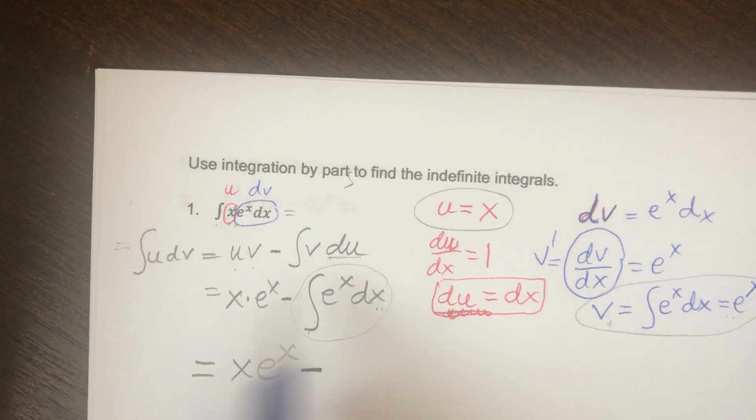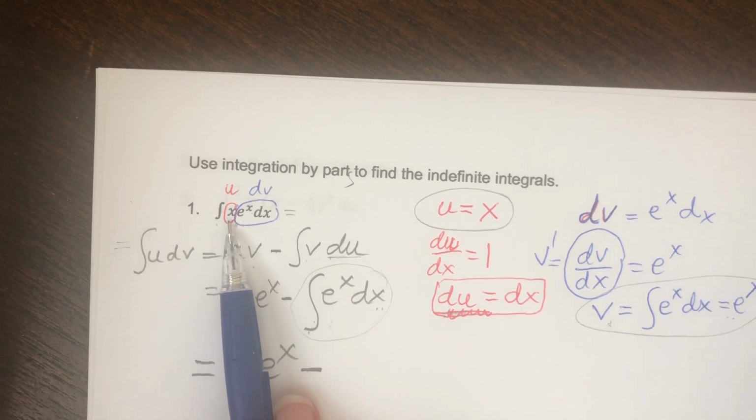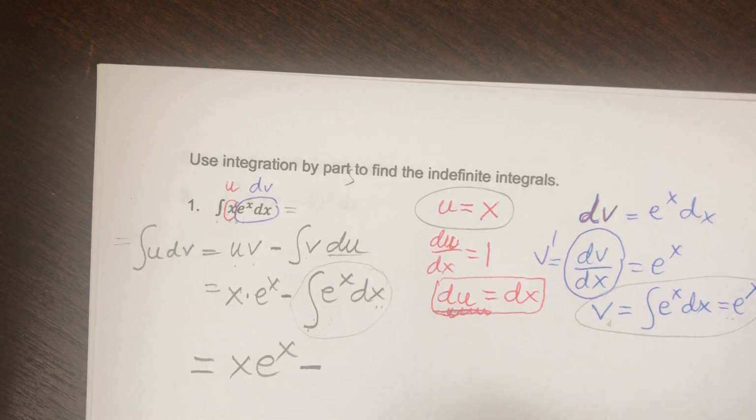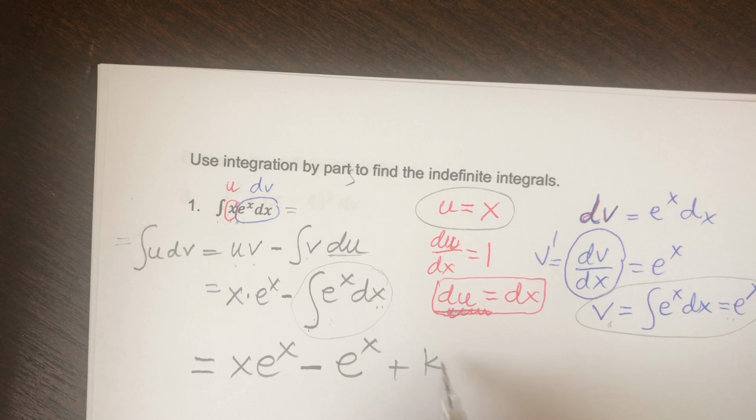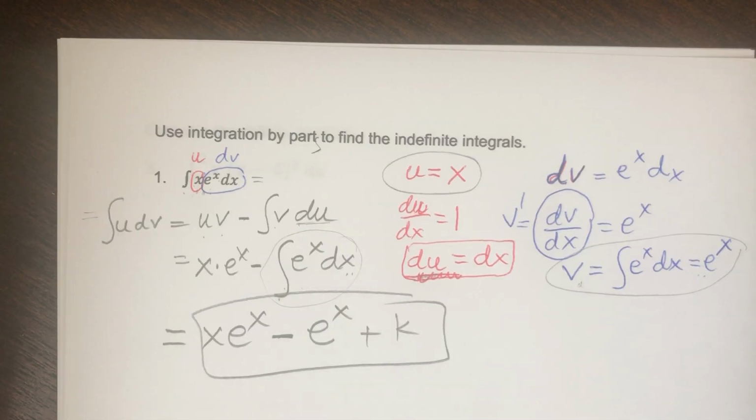I need to find this second integral. But this second integral is much easier to find than the first one. Why? Because we got rid of x. Yes, so it's not even a product. It's something that we know what it is. The antiderivative of e to the x is e to the x. And there it is. That's your answer.